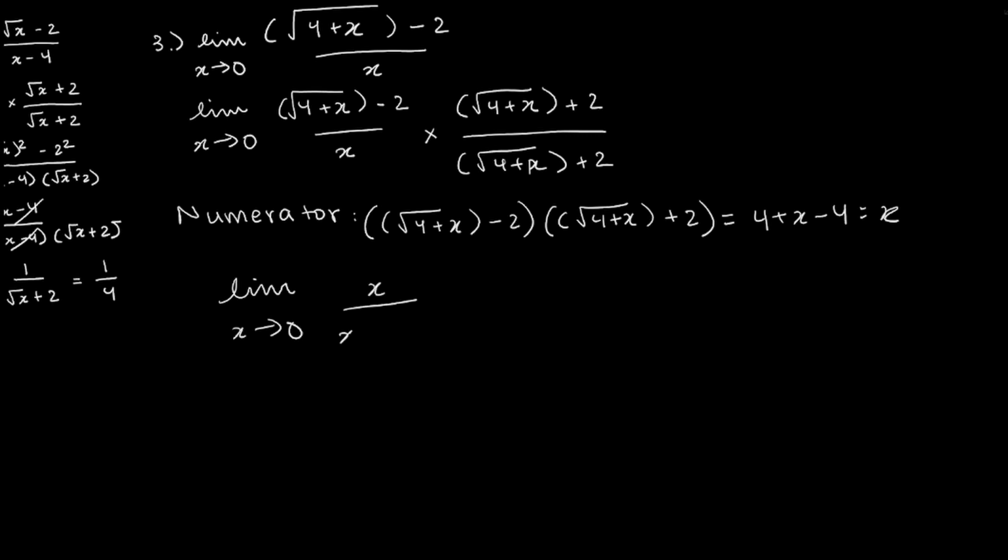So we have x in the numerator, and then we have x over the denominators multiplied, which is x times the square root of 4 plus x plus 2 in parentheses, and those x's will cancel. And we'll be left with 1 over 2 plus 2, and that becomes 1 over 4.